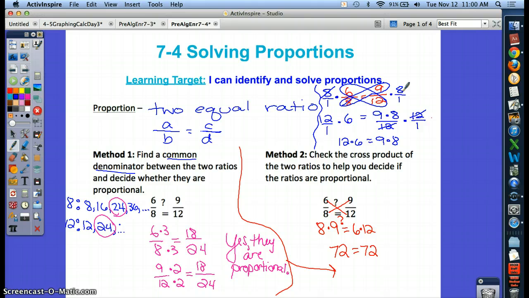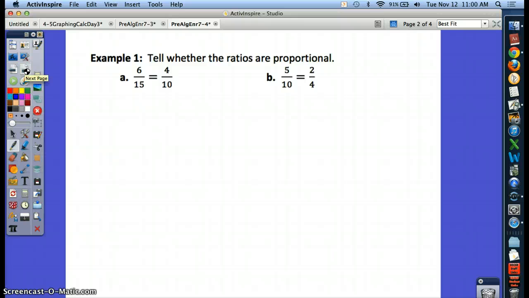Really, this is all the work you're doing in your head. So I do want to make sure that makes sense. I hope you wrote that down. If you didn't, go ahead and pause the video and jot that down in the corner of your paper just so you have an idea. So now that we've tried a couple of these, tell whether the ratios are proportional, I want you to try A and B, one each way. So do method 1 on A, method 2 on B, and then press play to check out your work with me. So go ahead and pause and try it now.